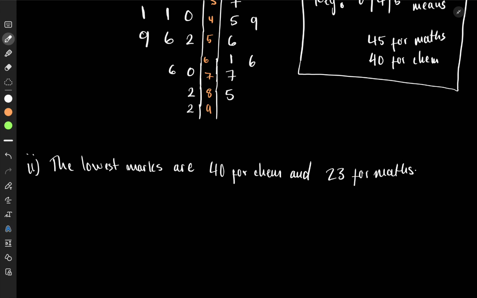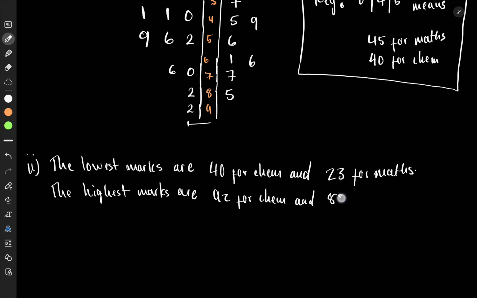And then I can say the highest marks. The highest marks are, here we can see there's a 92, so 92 for Chem and 85 for maths. Okay, now we've talked about the lowest marks and the highest marks.